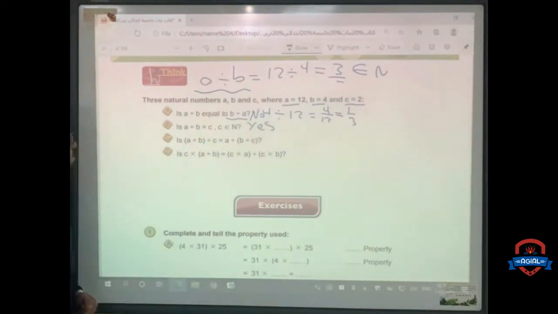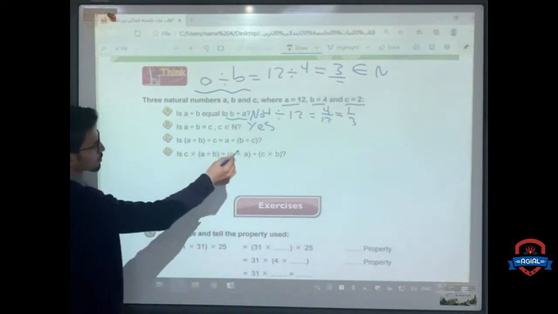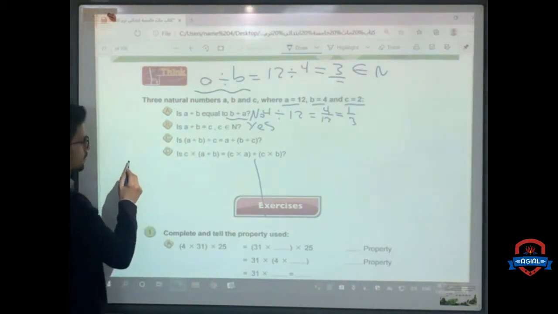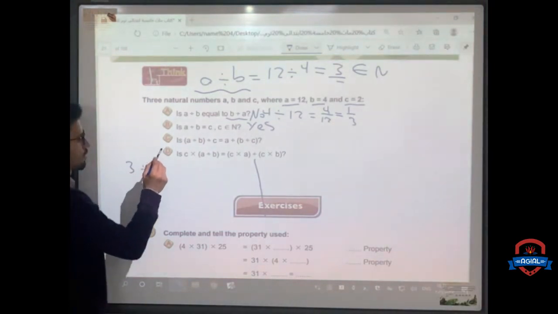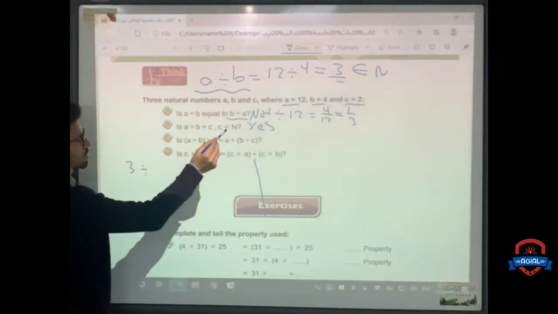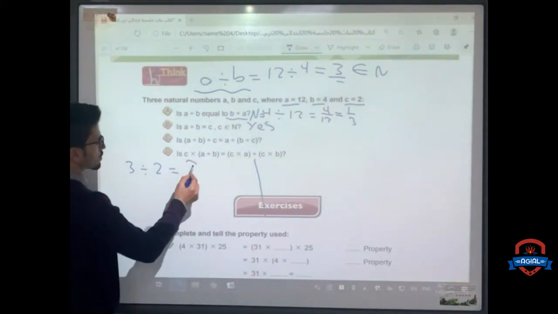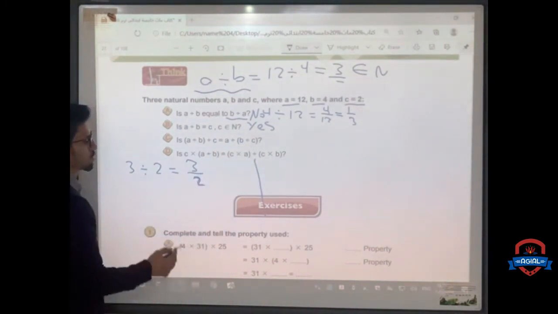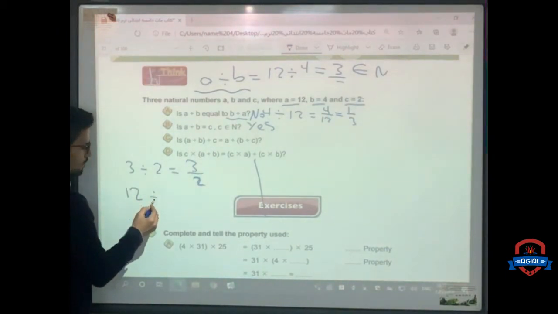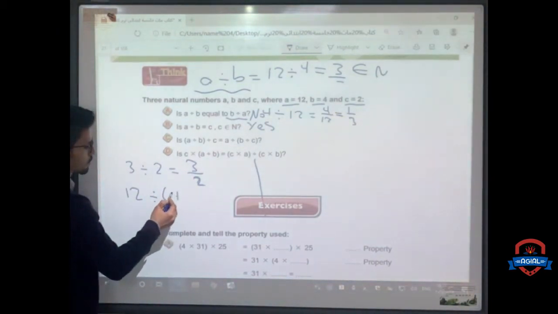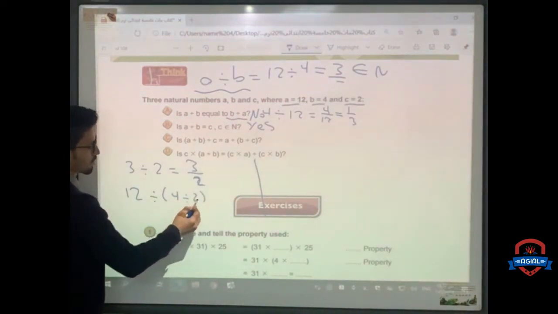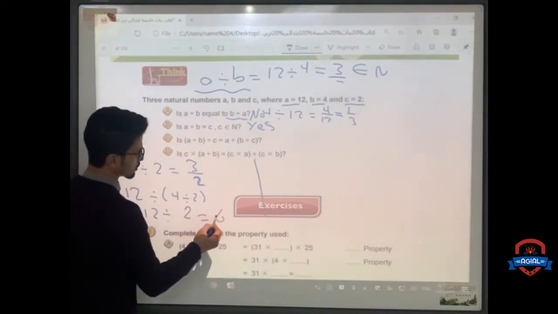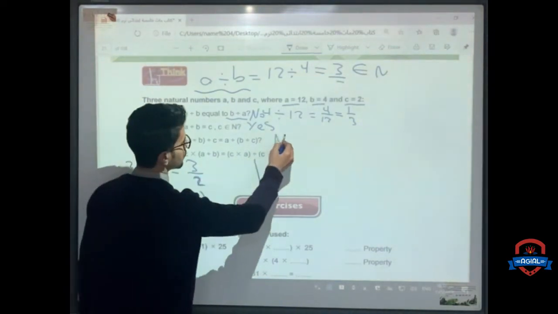And now, letter C, is (a divided by b) divided by c equal to a divided by (b divided by c)? Let's check that. We have a divided by b equals 3, divided by c, and c equals 2, so we have 3 divided by 2, or 3 over 2. And here we have a divided by (b divided by c), so a equals 12 divided by b divided by c, b equals 4 divided by 2, so 4 divided by 2 equals 2, and 12 divided by 2 equals 6. So they are not equal, so no.